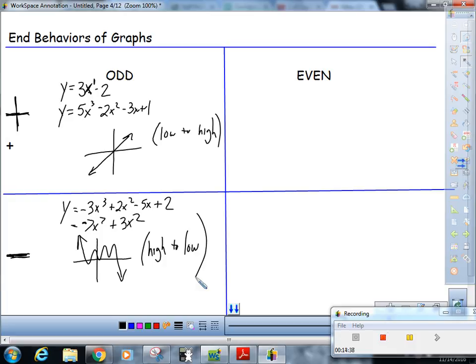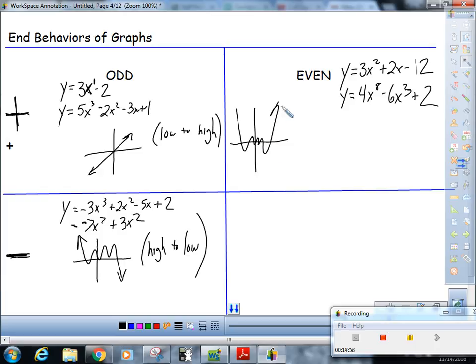Once you do the homework, I think you'll feel better about this. You haven't even gotten a chance to practice yet. Okay? Now, even ones, these are just some examples. Y equals 3x squared plus 2x minus 12, or y equals 4x to the 8th minus 6x cubed plus 2. Those are positive and even. So what are we going to call those? High to high.